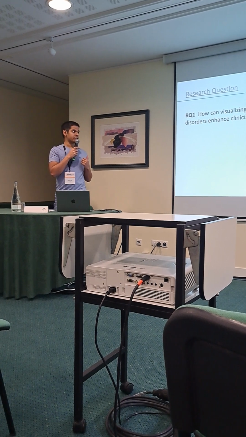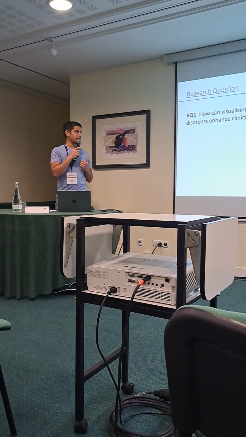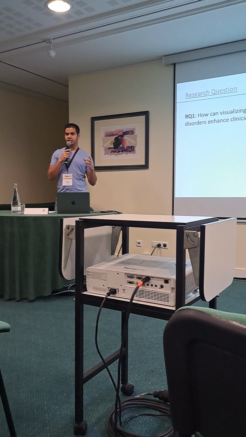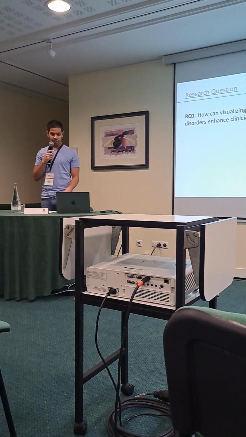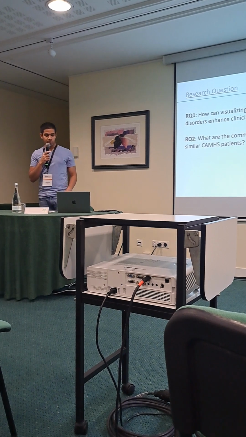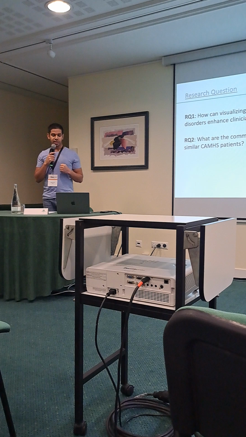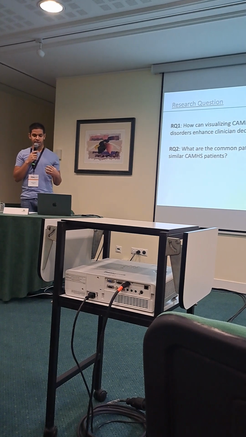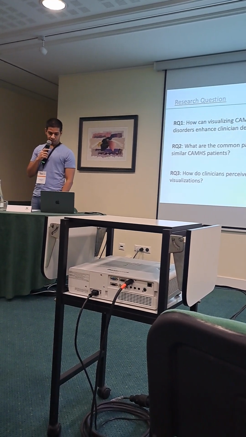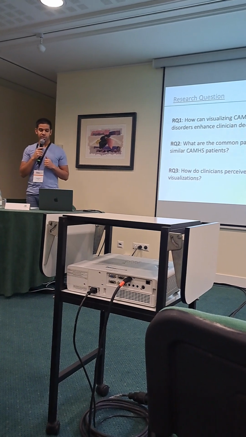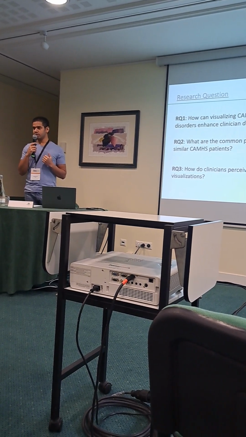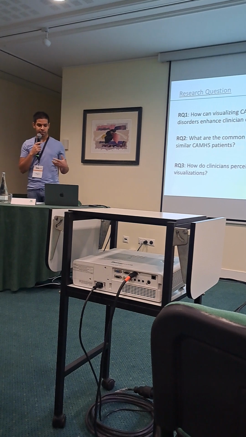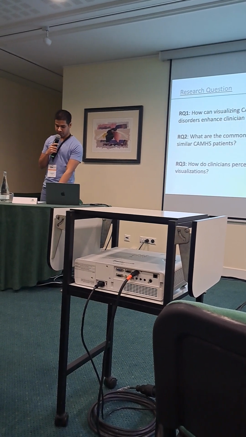First, how can visualizing CAMHS patient histories and co-occurring disorders enhance clinical decision making? So the first thing was to enhance decision making by visualizing data in such a way that they can get certain insights from it. Second, what are the common patterns and co-occurring conditions among similar CAMHS patients? So second was about pattern mining as well as understanding the co-occurrence. And third, how do clinicians perceive the understandability and utility of this visualization? So finally, evaluating if this makes sense to them, and if the visualization is as per what they needed or wanted.